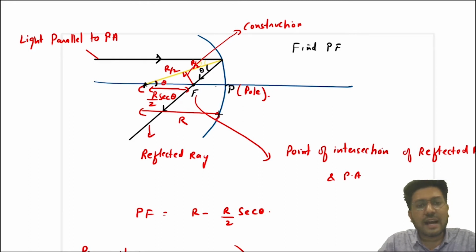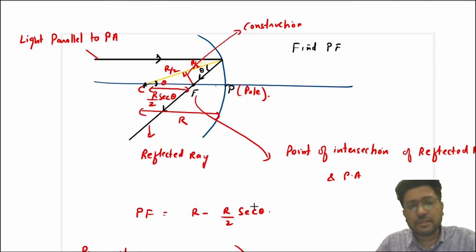So if this is R, then what will be the value of PF? PF will be R minus R by 2 sec theta. This was what was asked in the question, the value of PF.